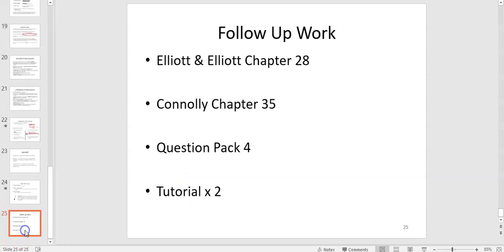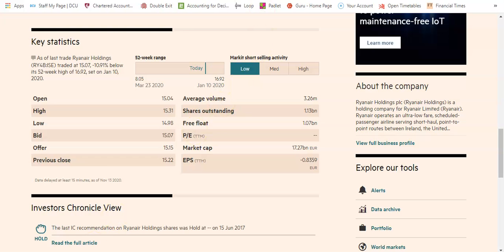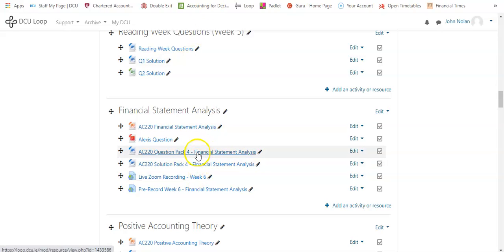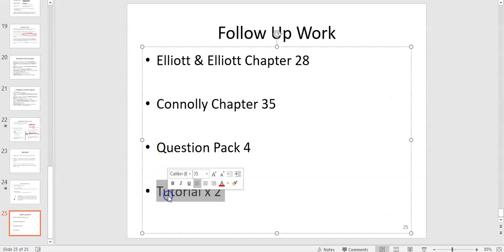All right. So in terms of follow-up work, there are two good chapters if you feel the need to follow up on this: Elliott and Elliott, chapter 28, and the Connolly textbook, chapter 35. They are available in the library through the scan and send service, but again, they're not compulsory. We have a question pack which is available on your loop page here. Question pack and solution pack 4 are up there. I'm also going to put up the detailed solutions to the Alexis question that we went through in class. And there are going to be two tutorials, week 8 and week 9, focusing on this particular exam topic, financial statement analysis.